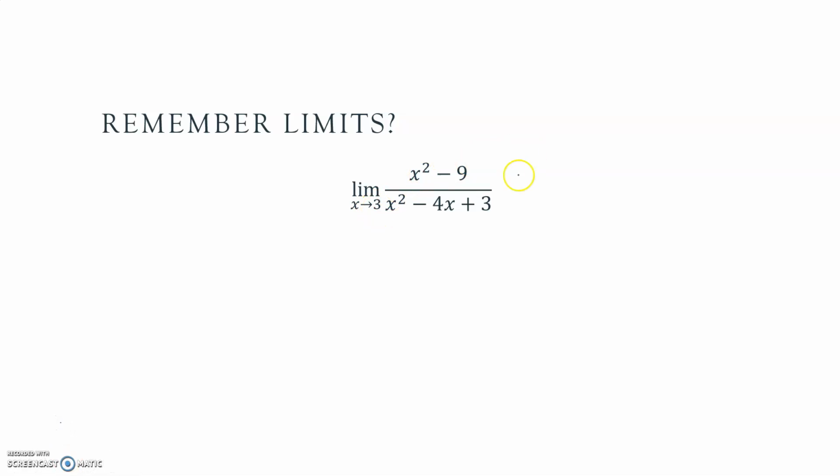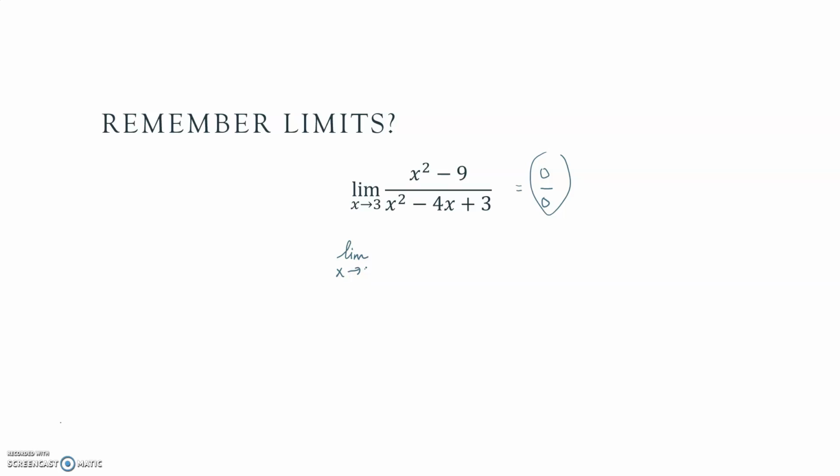And for this particular limit, we would get 9 minus 9, which is 0, over 9 minus 12 plus 3, which is 0. And that always told us, oh, that's an indeterminate form. We have to do more work. And so we did factoring.